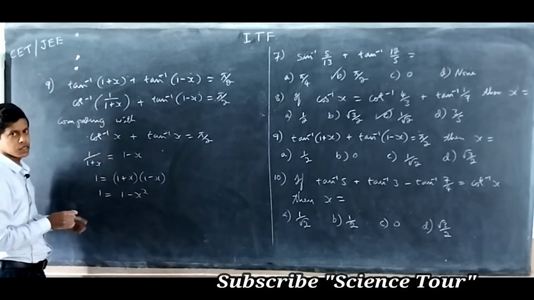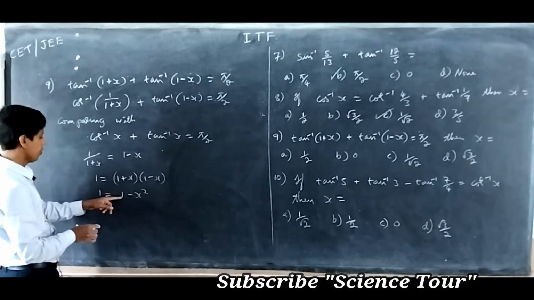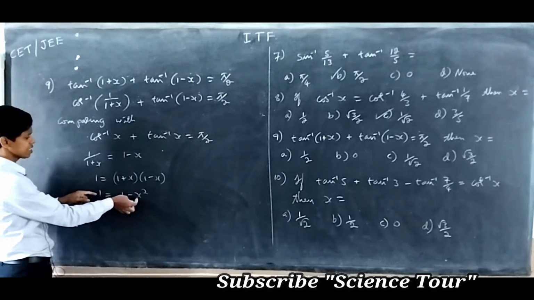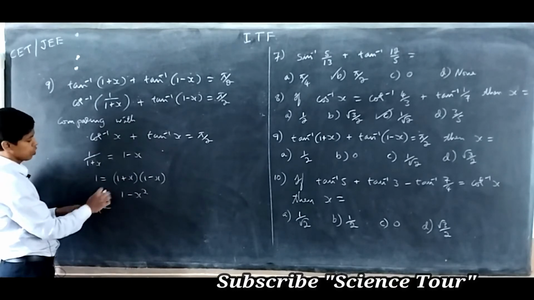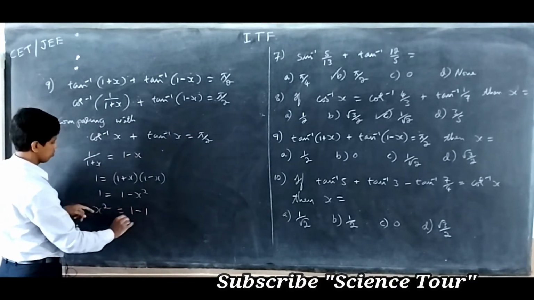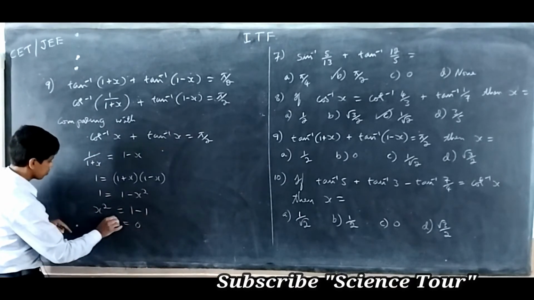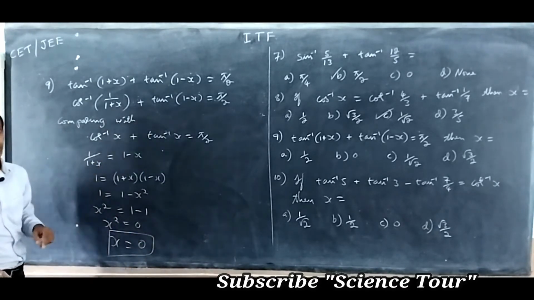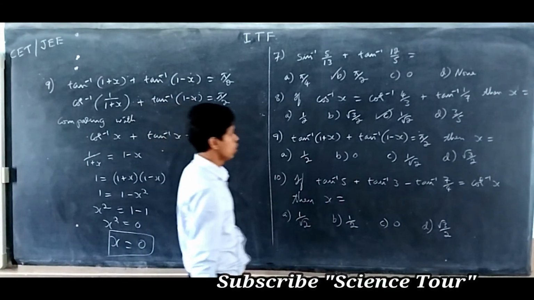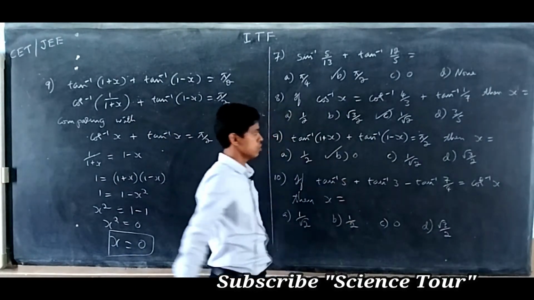Okay, correct? Now, we need x square, so I'll bring it here. Minus becomes plus, and this 1 becomes minus 1, so that is 0. So if x square is 0, what about x? X is equal to 0. X is equal to 0, and what option is that? X is equal to 0.